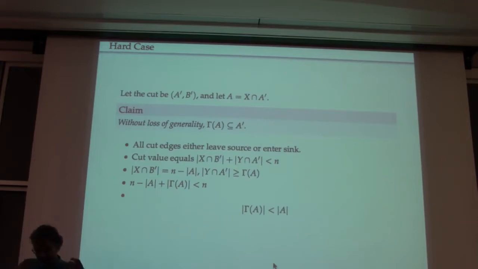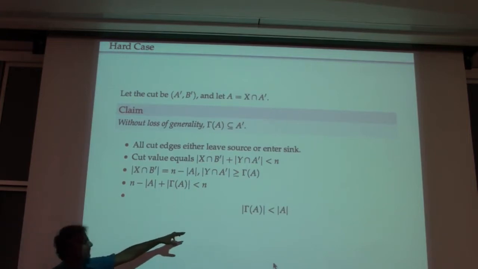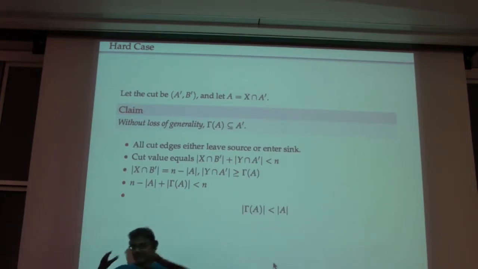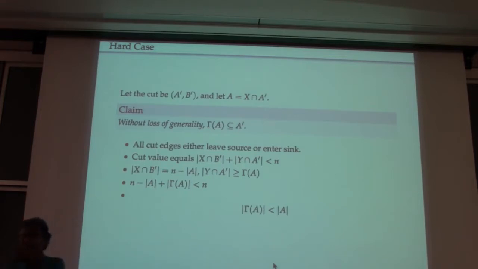Basically, the idea is that once you get the flow and you look at the cut value, you can actually find a cut whose size is going to be small. It's going to shrink. That's the subset whose size is going to shrink. And that's why the overall cut was going to be less than n.